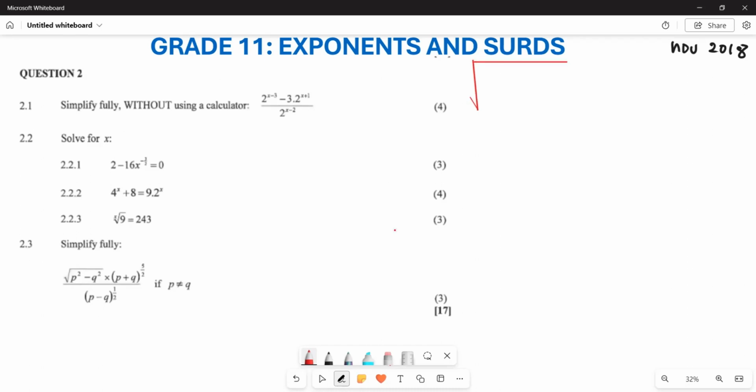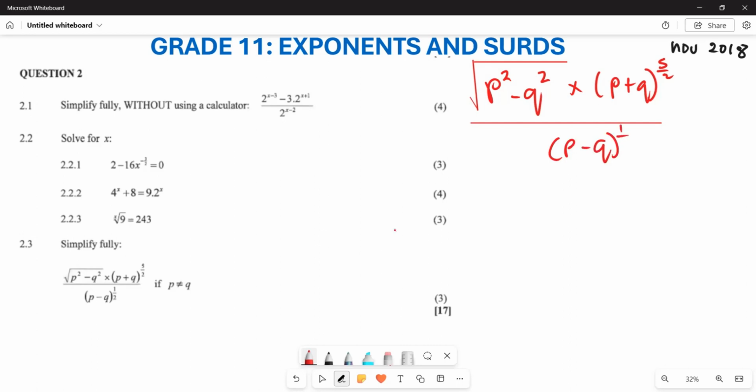So we are saying this is the same as what? This is p squared, subtract q squared, multiplied by what? This is the same as (p plus q) close bracket, 5 over 2, and then this is going to be divided by (p subtract q) to the power of 1 over 2. Now, let's see. What is it that you can do here?